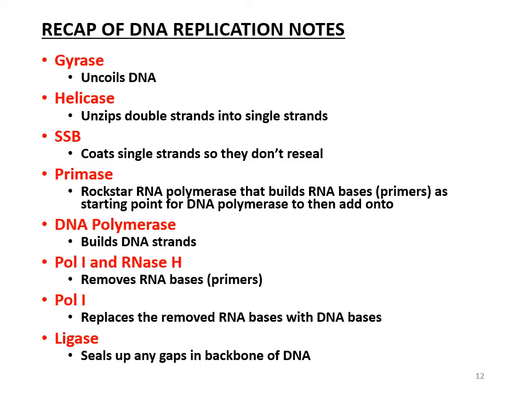And now that those bases are there, DNA polymerase, which has its limitations, now has something to build off of as a starting point. So now DNA polymerase can take over and build the rest of the DNA strands, putting together those A's, T's, G's, and C's.